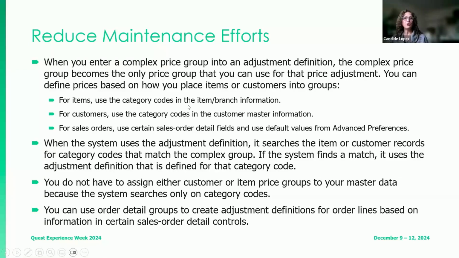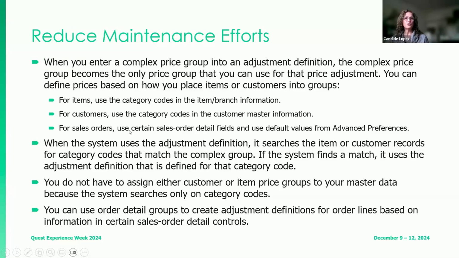So for items, you're going to use the category codes that are in the item branch. Now, if your item branch is empty, it will go and look in the item master, but it will go to the item branch first and pull data from there. Actually, I'm sorry, I'm thinking of the customer. The branch record is where it's going to pull data from. When it comes to the customer master, if you are using line of business, this is very useful because JD Edwards does look at the customer master information. If you don't have data in the customer master, it will go to the address book.